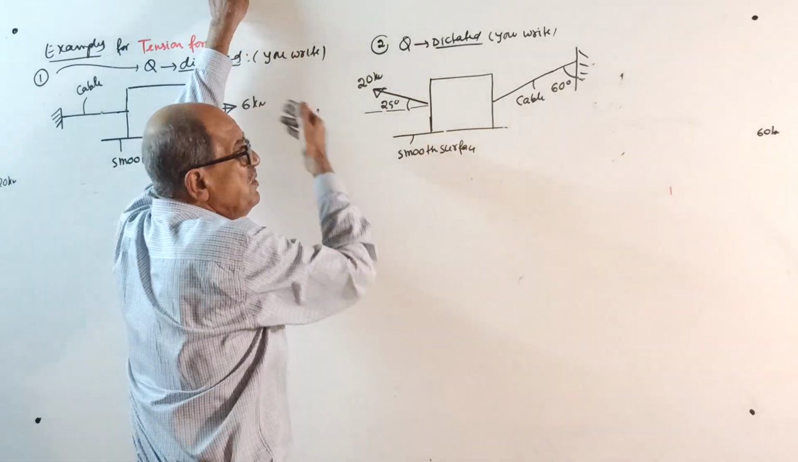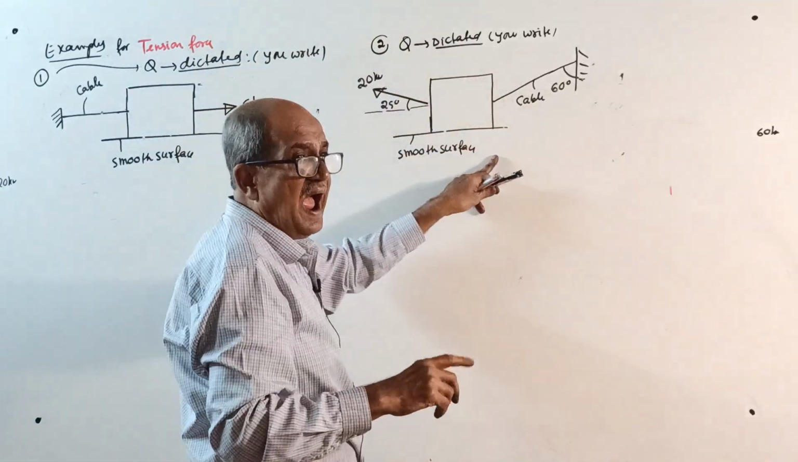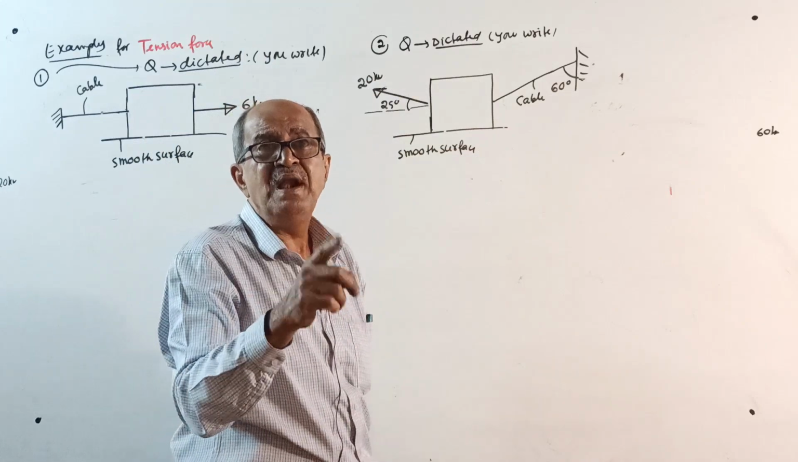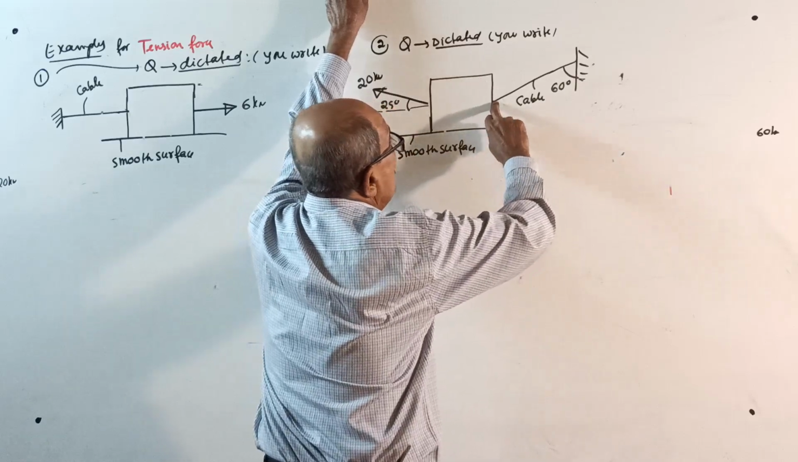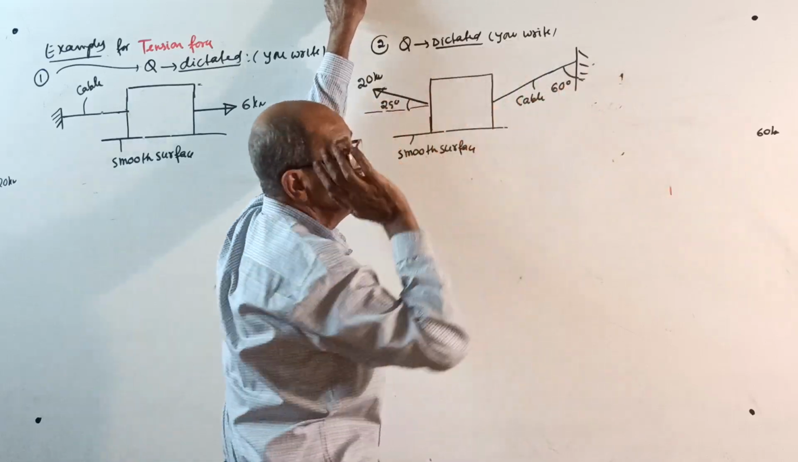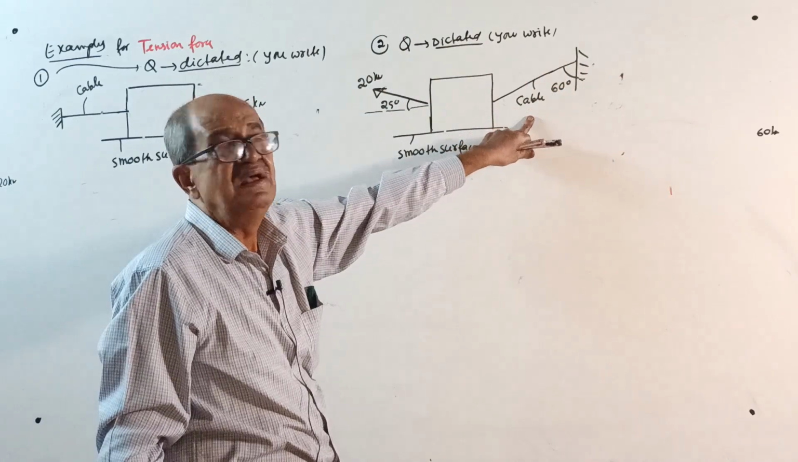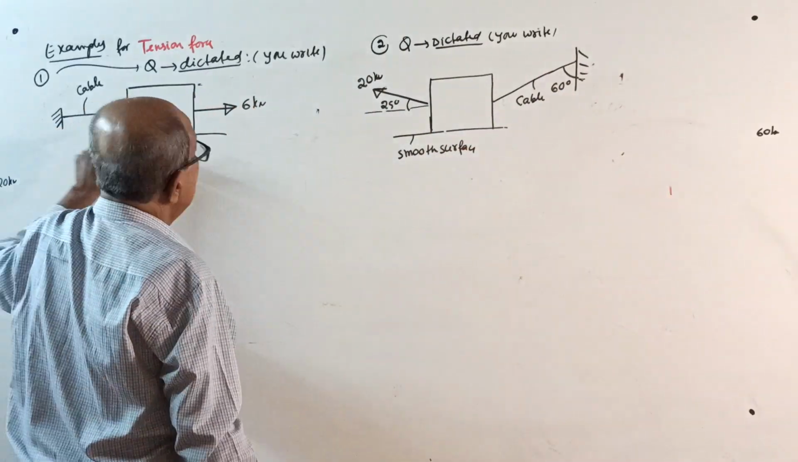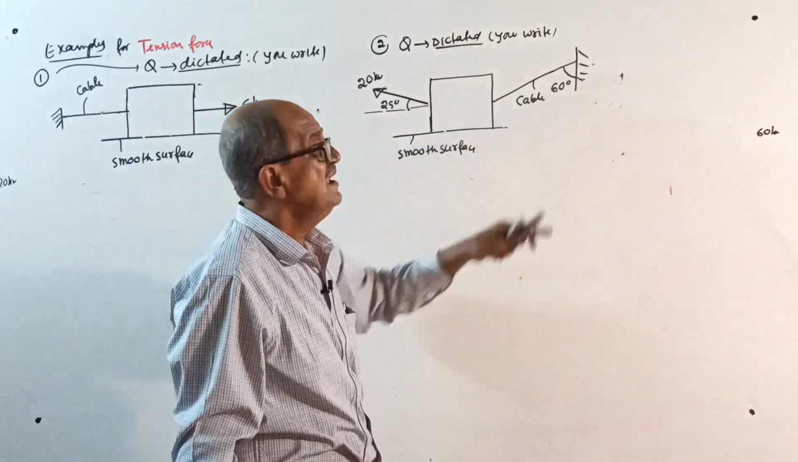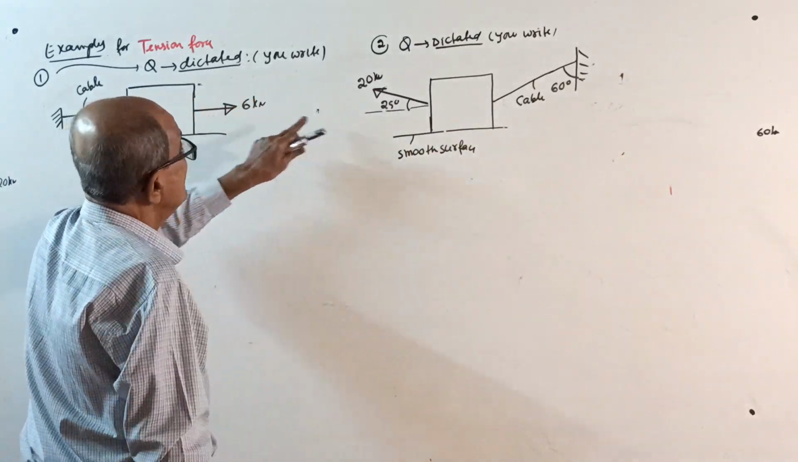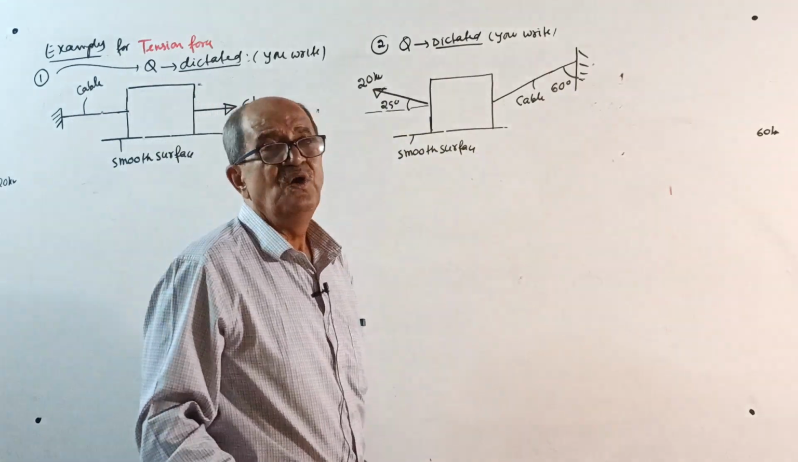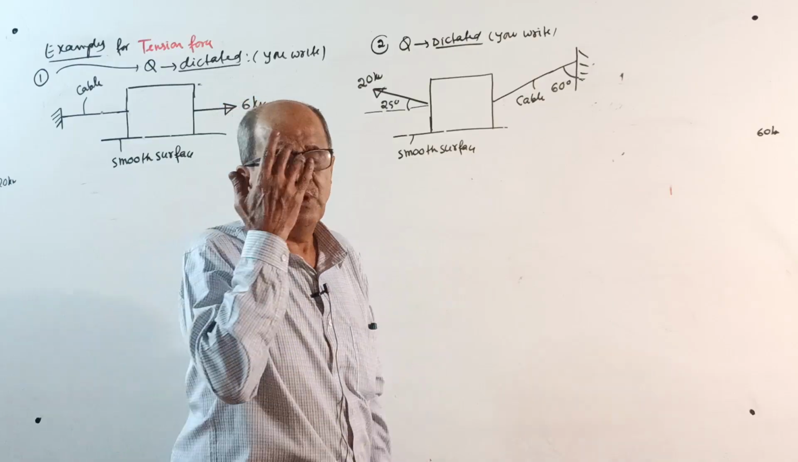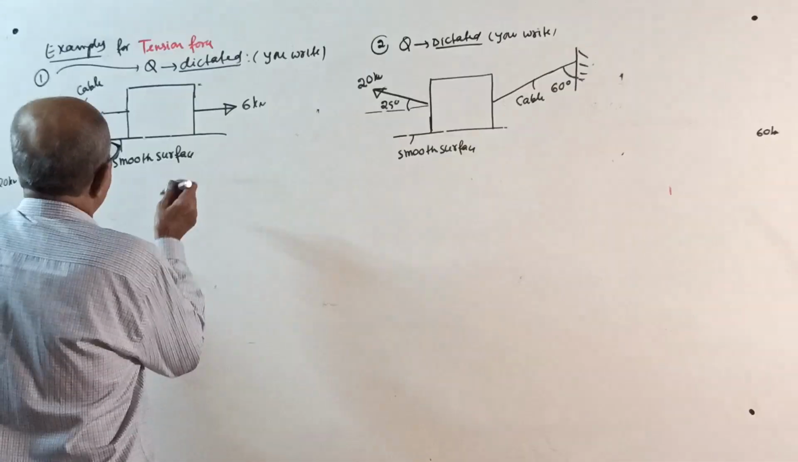Body will move to the left side because there is no friction, and to prevent the body from moving, a cable is attached on the right side as shown in the figure. Here the cable is horizontal, here the cable is inclined. Given force horizontal, given force inclined. Here also the question is, find the tension in the cable. Solution, see here now.